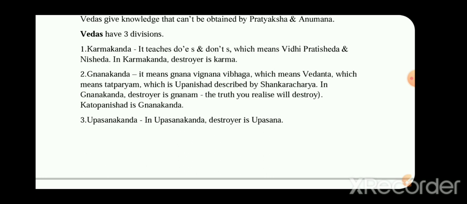In Gnanakanda, the destroyer is Gnanam. So here knowledge, which is Gnanam, removes our ignorance. In Karmakanda, what we said, the destroyer is Karma. In Gnanakanda, the destroyer of our ignorance is Gnanam. Gnanam means the truth, what you realize. It will destroy our ignorance. That's what it means. And Katopanishad, which we are going to see from our next class, comes under Gnanakanda. So this is about Karmakanda and Gnanakanda.